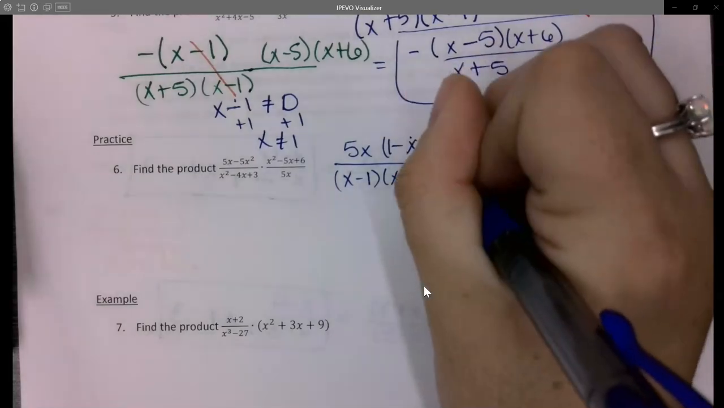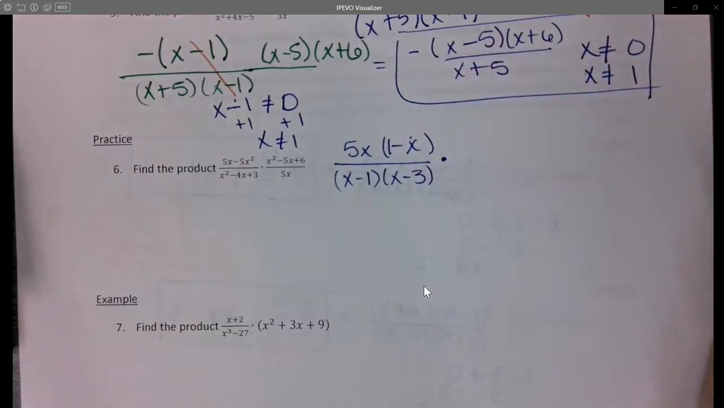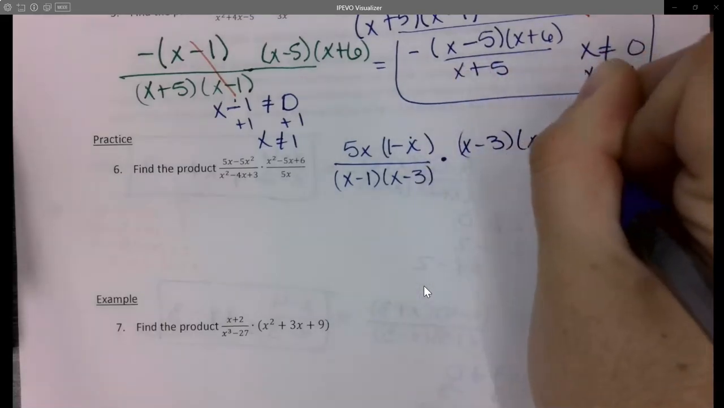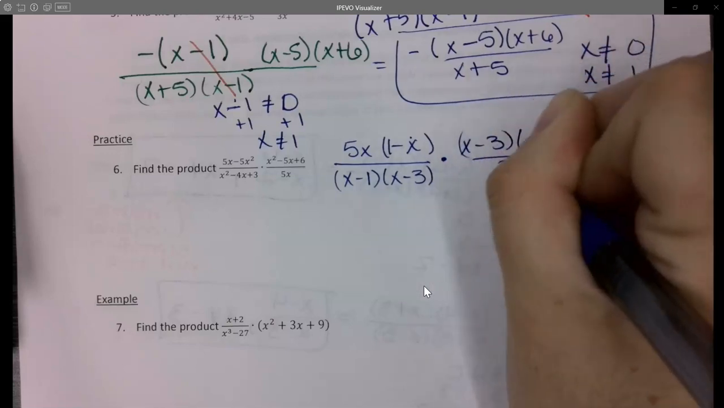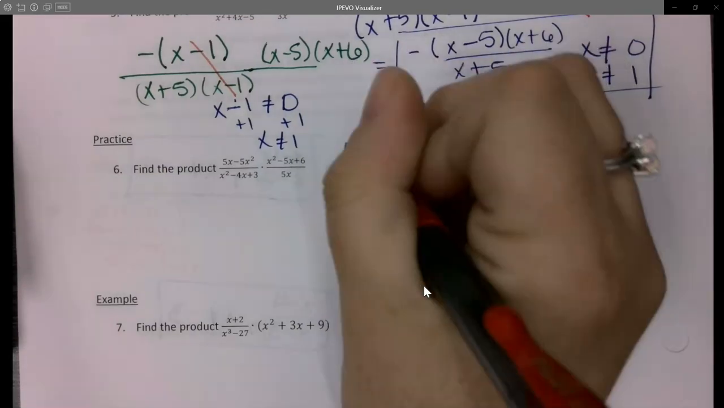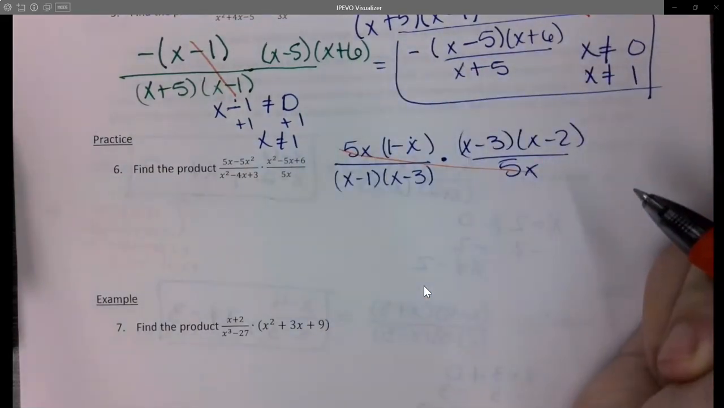Yeah, you will. Okay, then on the second fraction, I have x minus 3, x minus 2 over 5x. So what can I cancel out right now? So I can cancel out my 5x's and anything else?